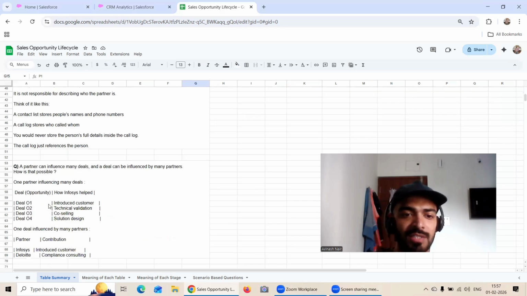Like you have this deal one, let's say how Infosys helped them, maybe just introduce the customer, right? And maybe for deal two, they did a technical validation. For example, there's some kind of CRMA analytics product they are using and they just need to do a technical validation of how the recipe is running, how the recipe needs to be set, or how the dashboard needs to be built. That kind of technical validation can be done. Maybe for deal three, this example is not there in my table, but I'm just explaining the question. For deal three, maybe they are just helping them in co-selling.